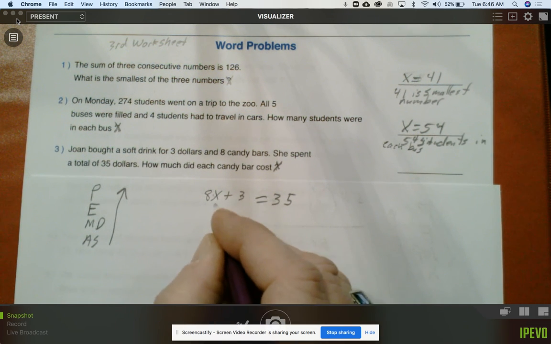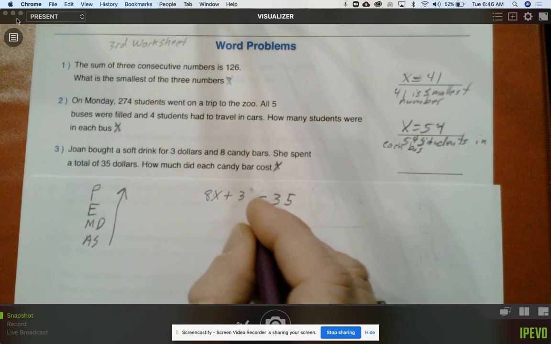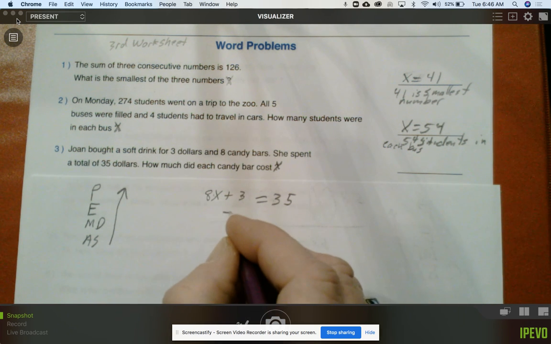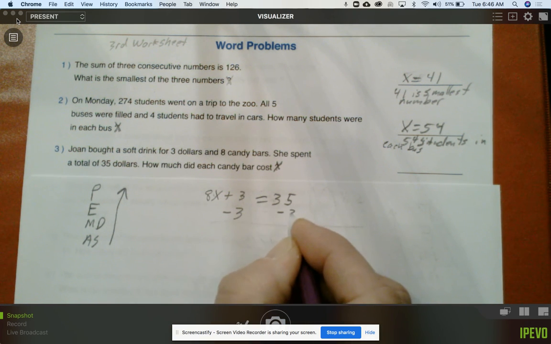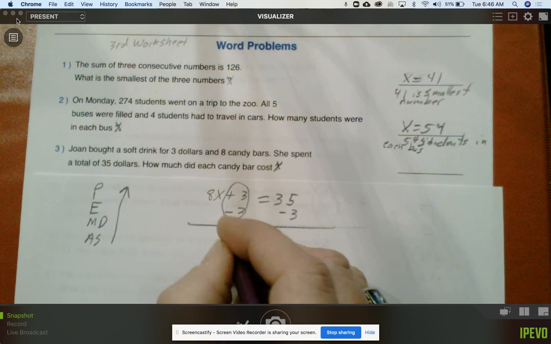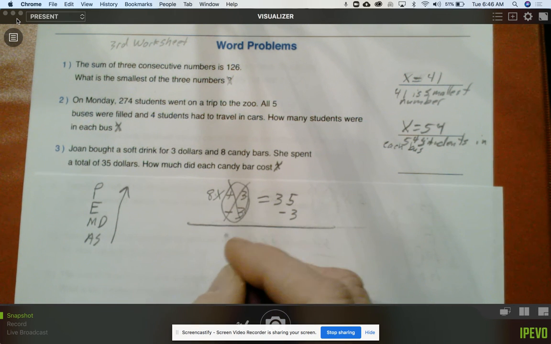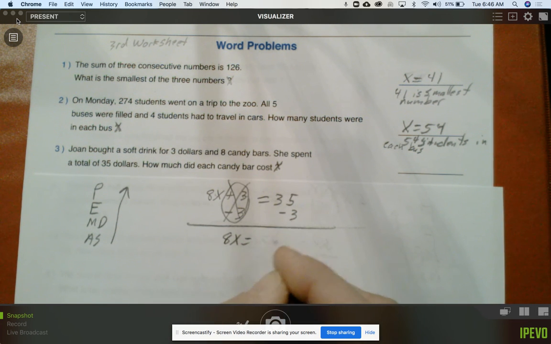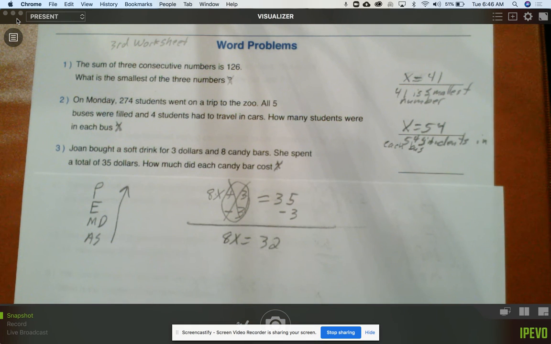So if I'm adding 3, again, I want to get the variable alone. That's always my goal. If I'm adding 3 here, I must subtract 3 from both sides. 0 pair. The whole reason I did it was to get it by itself. So this becomes 8x. 35 minus 3 is 32. Hopefully most of you can see that in your head without having to do that on paper, but you sure can. Or you can do it with a calculator, but I hope you don't have to on this one.